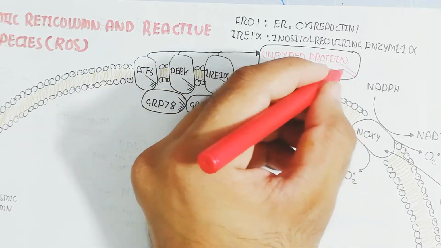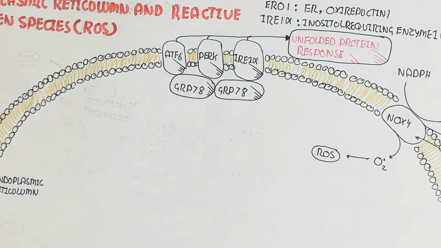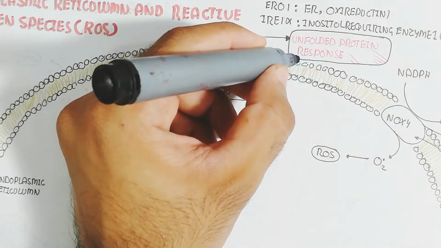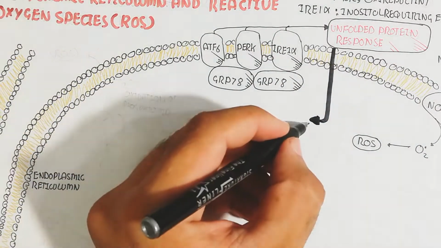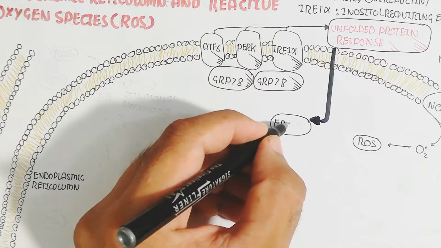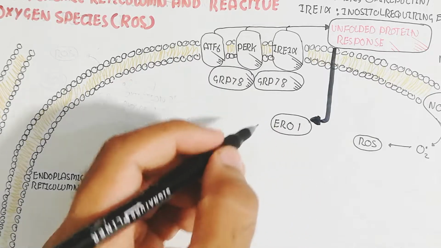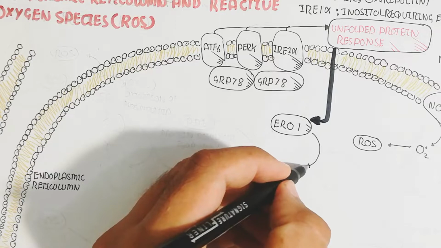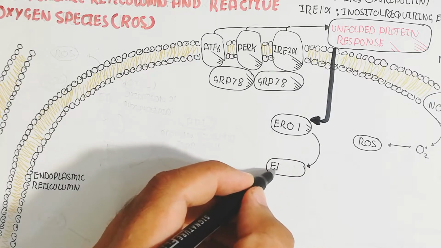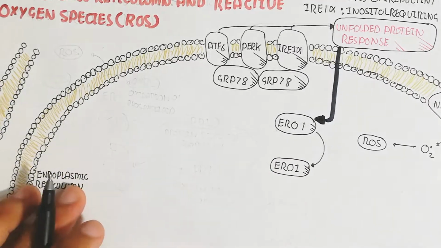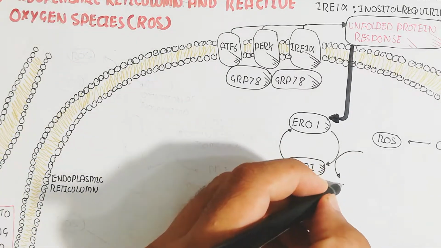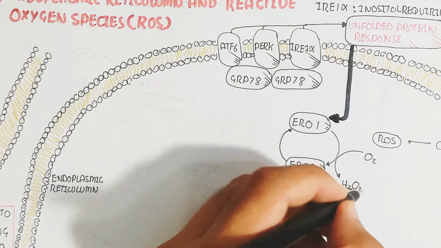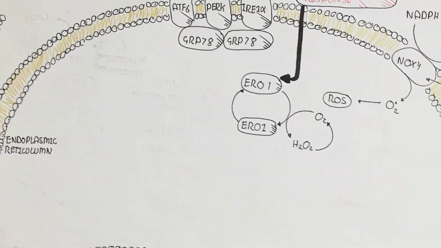The unfolded protein response will trigger the activation of ERO1, the endoplasmic reticulum oxidoreductin protein, and in this way it will use oxygen to convert it to hydrogen peroxide. So remember, in this way this ERO1, you can see, will convert oxygen into hydrogen peroxide.